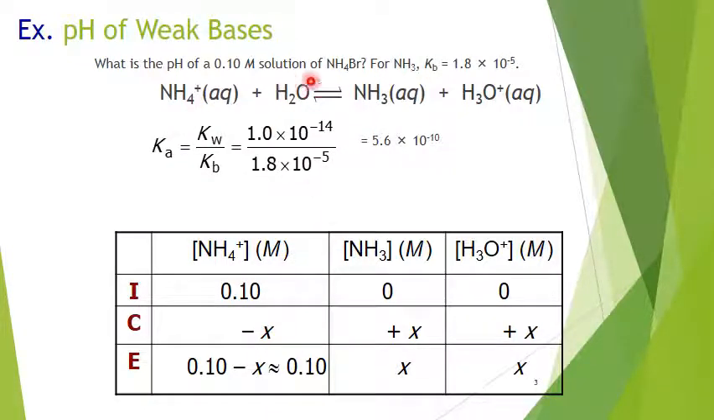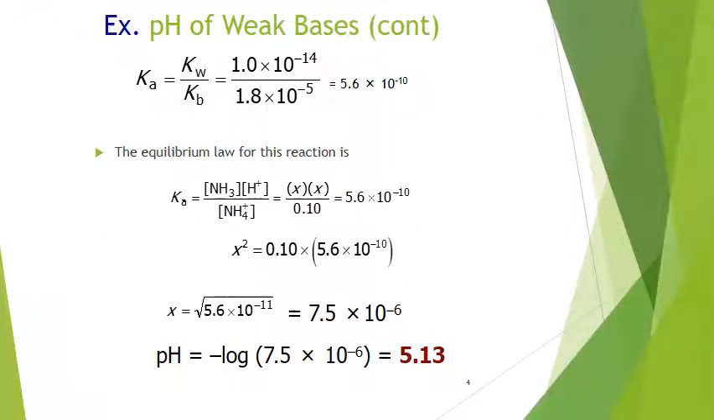Again, we're going to do the same kind of problem. What is the pH of a 0.1 molar solution of ammonium bromide? And we know the Kb of NH3, so what we're going to do is find the Ka. The equation is given here. We solve for the Ka, and then follow through. So we get Ka equals Kw over Kb, 5.6 times 10 to the minus 10. So you've got x squared again, and so forth, and there's your answer.